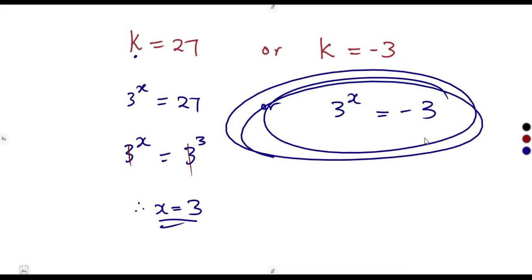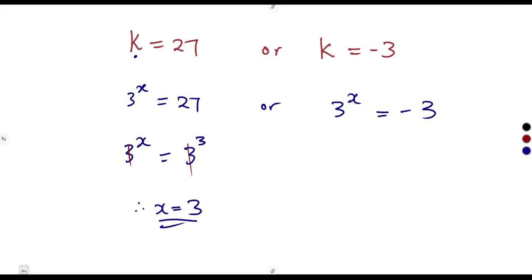Is there any solution that can ever happen that a number is raised to a certain exponent, then we get a negative? A number was positive, then it is being raised to a certain exponent, then you get a negative. Guys, this can never happen. So here, we do not have a solution.